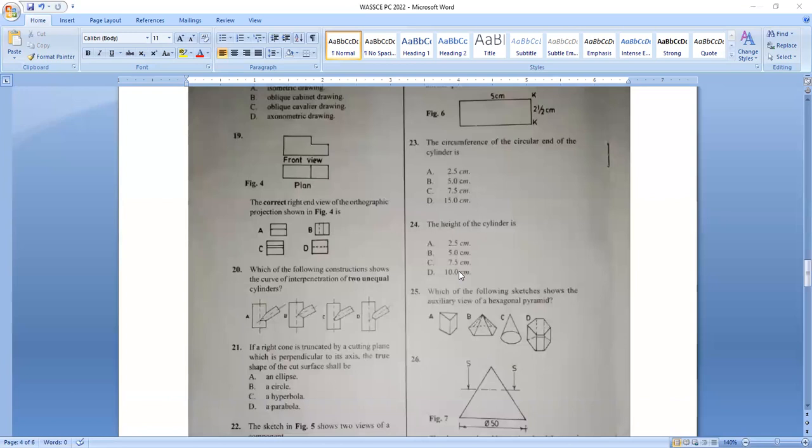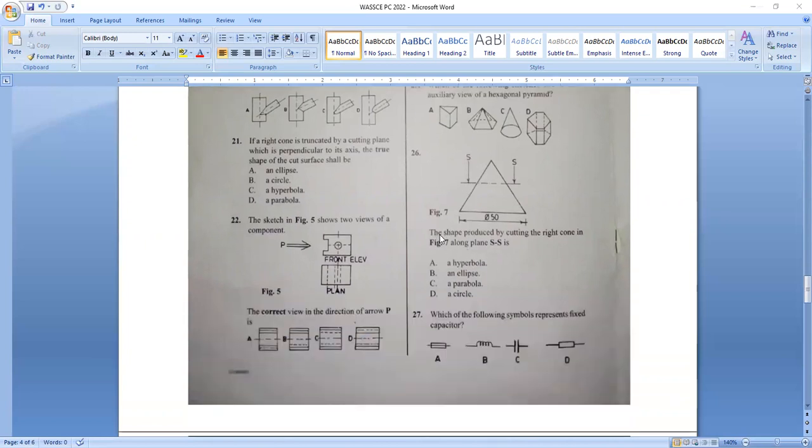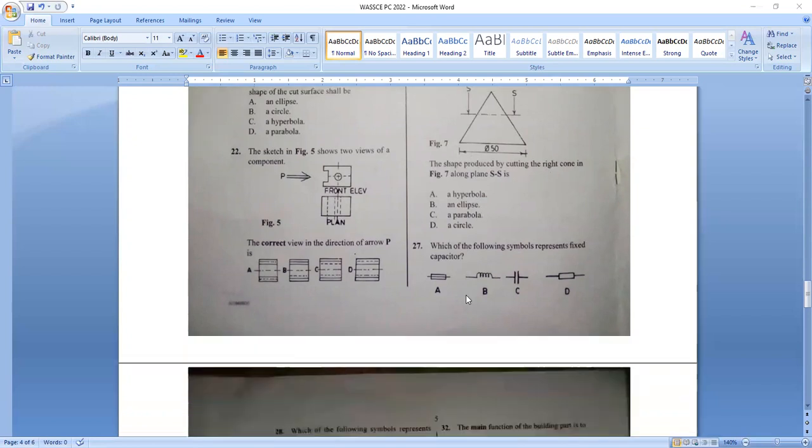That is option A. So question 25 says, which of the following sketches shows the auxiliary view of a hexagonal pyramid? That is option B. So question 26 says that the shape produced by cutting the right cone in figure 7 along plane SS is a circle. That is option D.